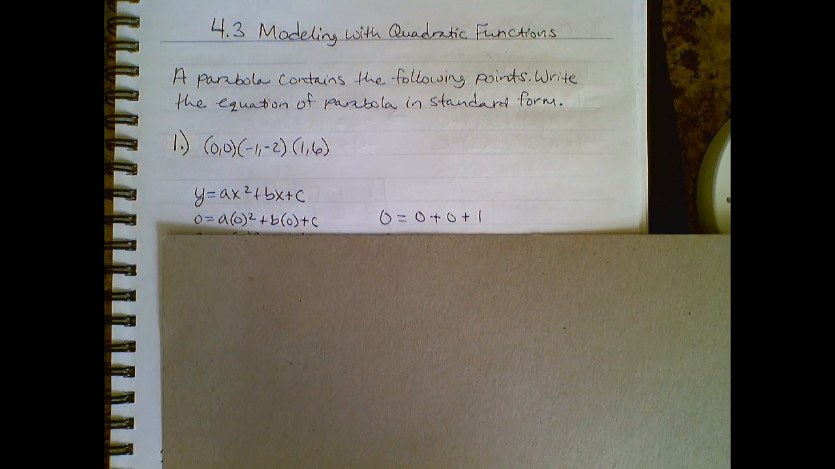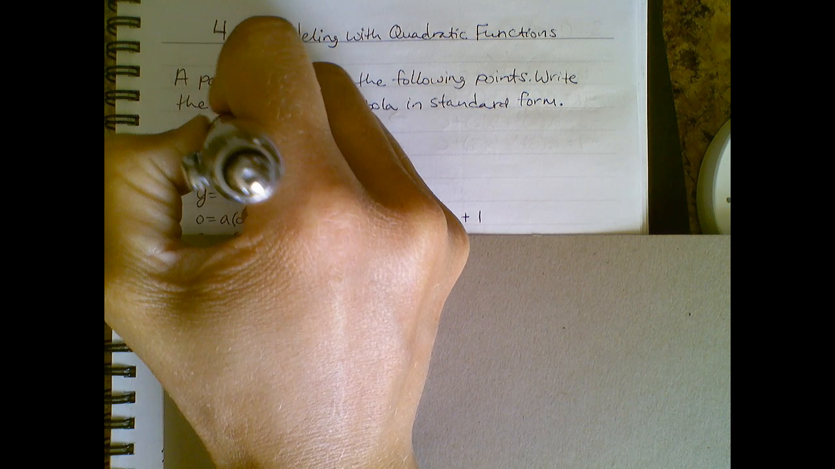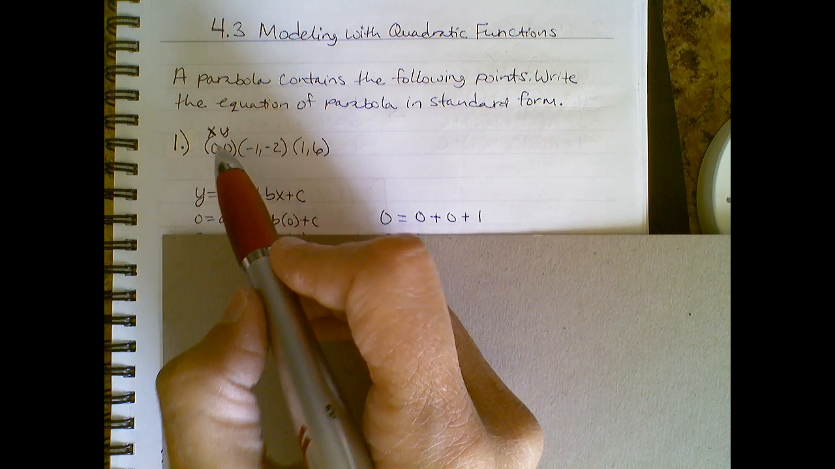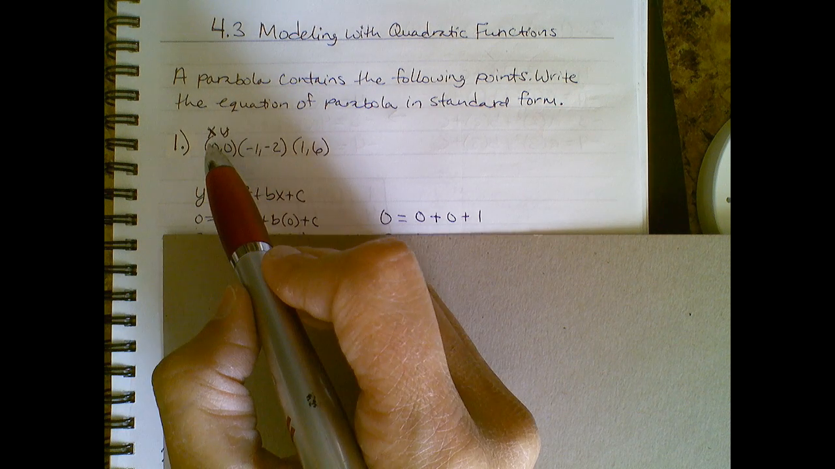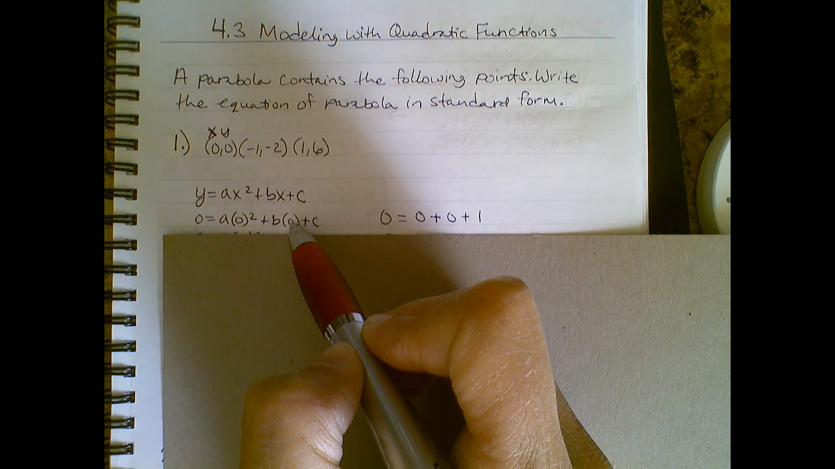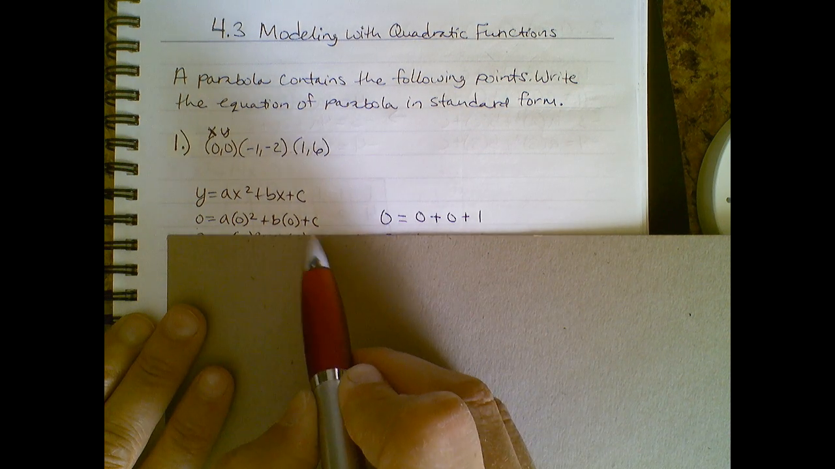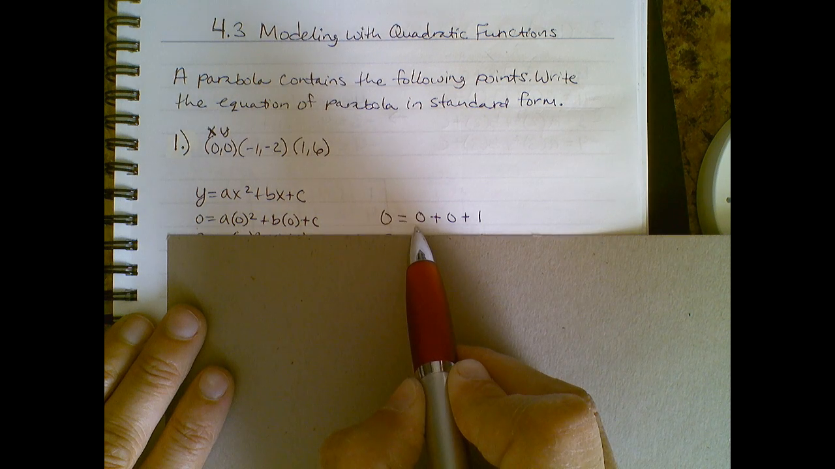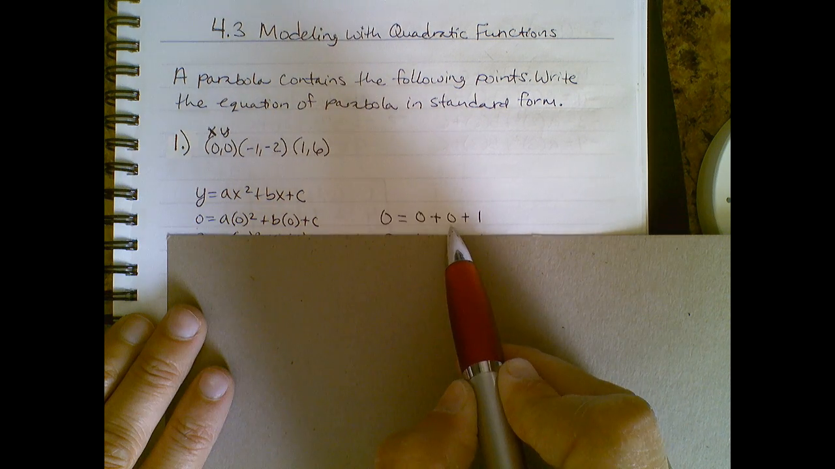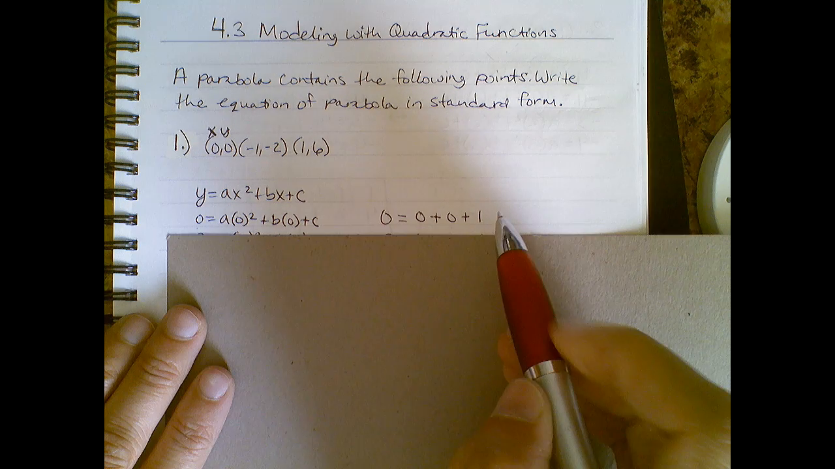So then from here, this is my x and this is my y. So I'm going to plug that in. So my y is 0, my x is 0, so I put 0 in for my x's. And then from here, I'm going to simplify this down. So I have 0 squared is just 0, 0 times b is 0, and then 1c.